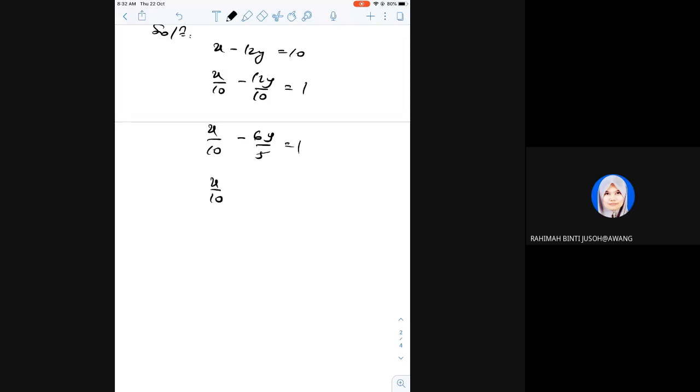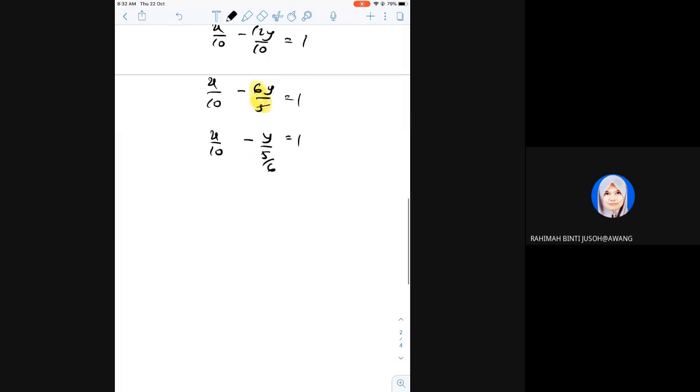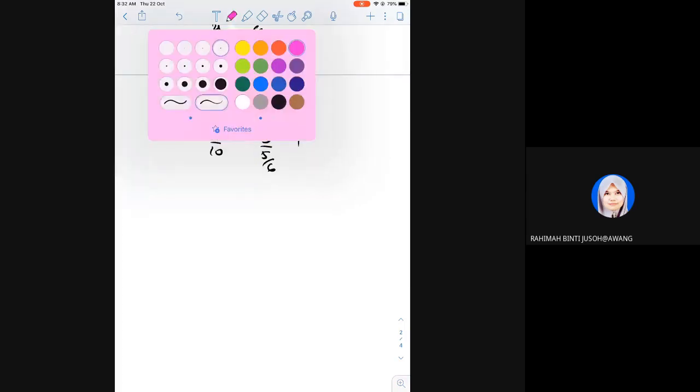And then x over 10 minus y over what? From here, y over what? 5 over 6, right? 5/6 lah. Tak, 6 ni bawa ke bawah 5 tu. Okay? So this is equals to 1. So now we can simply sketch the graph.